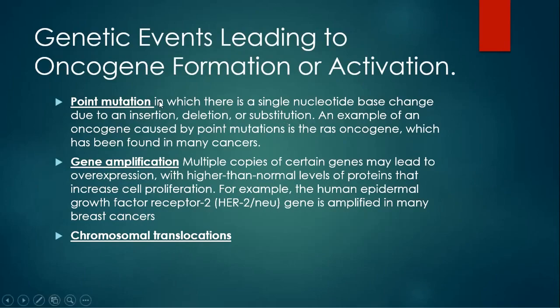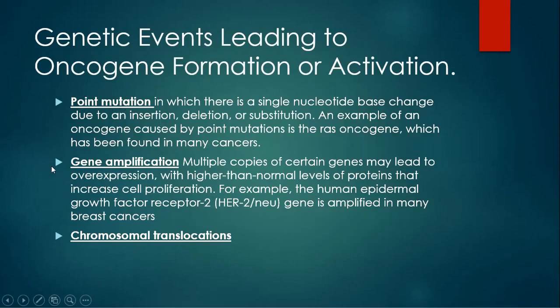So this is a point mutation in which there is a single nucleotide base change, which can be due to insertion, deletion, or substitution. An example of an oncogene caused by point mutation is the RAS oncogene, which has been found in many cancers. Now this is one event.